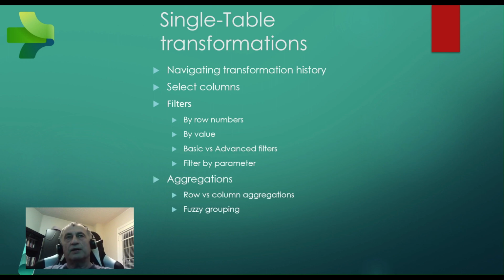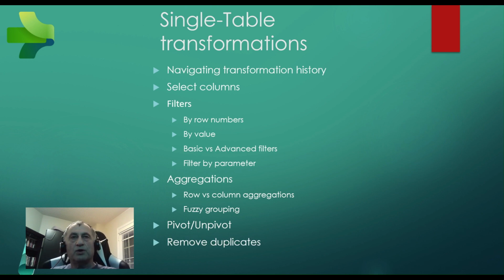Next, we are going to discuss aggregations. Aggregations can be row aggregations or column aggregations. Then we'll also take a look at fuzzy grouping, which is a great tool when you have some deviations in your source data. Next, we're going to cover pivoting and unpivoting transformations. And the final transformation that we're going to cover is removing duplicates.